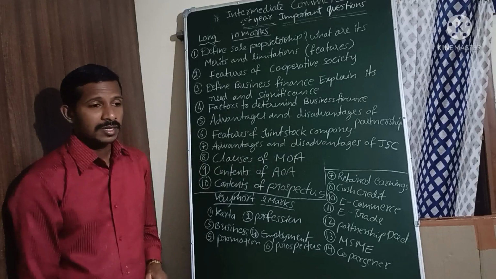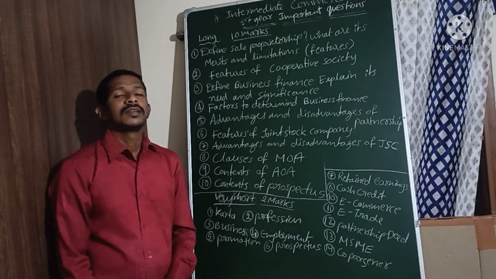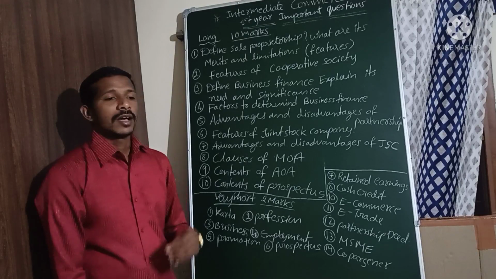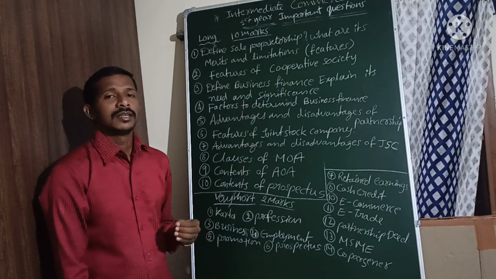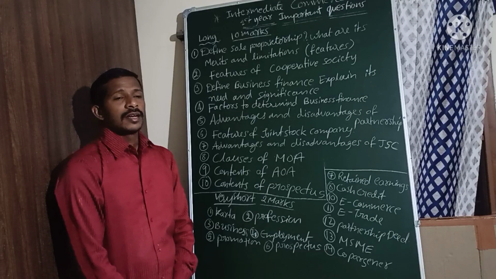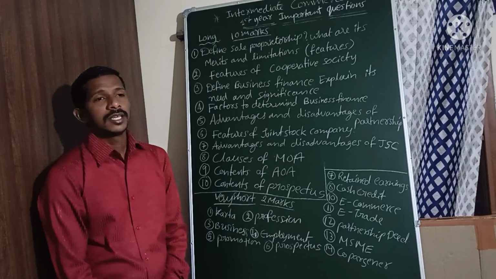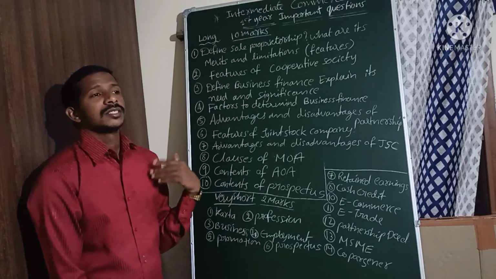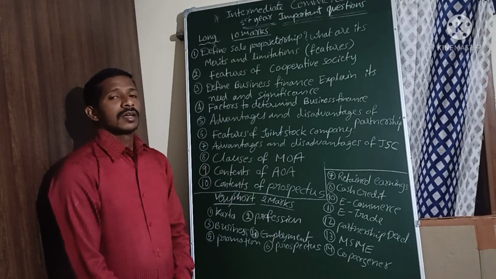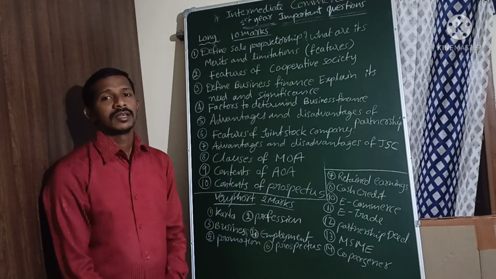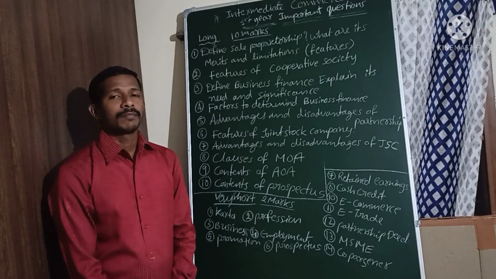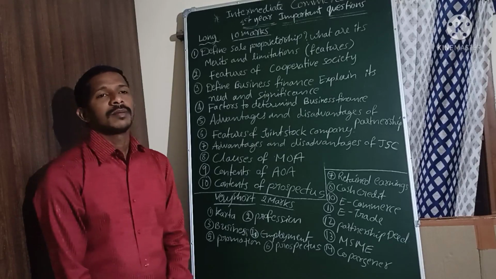It is an artificial person and it will continue for a long period, which means perpetual existence is there. And they will use a common seal for agreements. Also, share dealing is there, with transferability of shares. They can transfer shares from one person to another. Also, membership is there in a company: for a private company minimum 2, for a public company minimum 7.